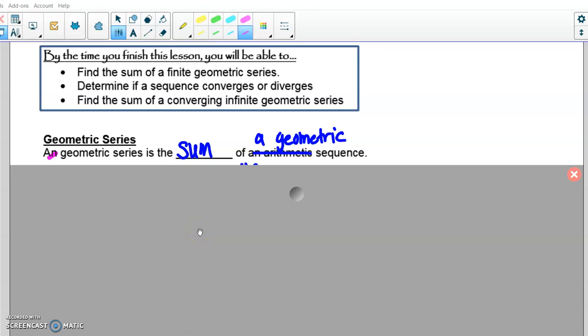Hi guys, here's the next lesson in this chapter. It is on a geometric series. There is a typo or two, go figure, in these notes.